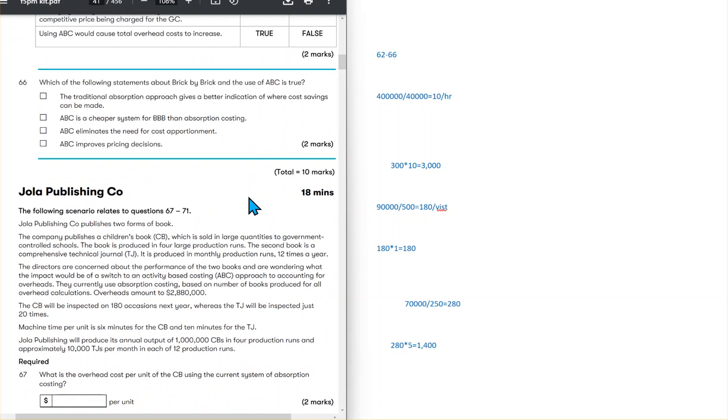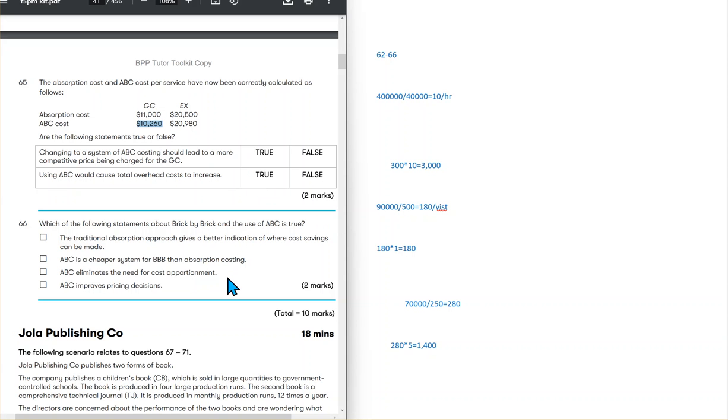Okay, next. So the first one is true, second one false. Which of the following statements about Brick by Brick and use of ABC is true? The traditional absorption costing approach gives better indication of where cost savings can be made. ABC is cheaper system for BBB than absorption. ABC eliminates the need for cost apportionment.